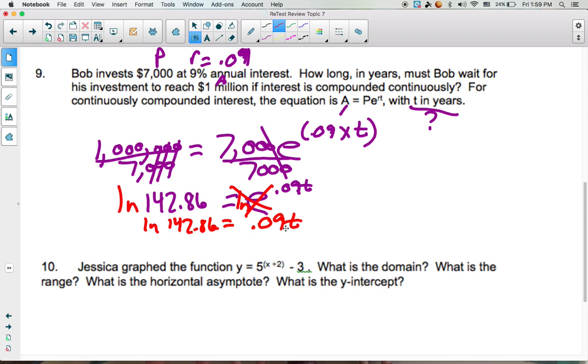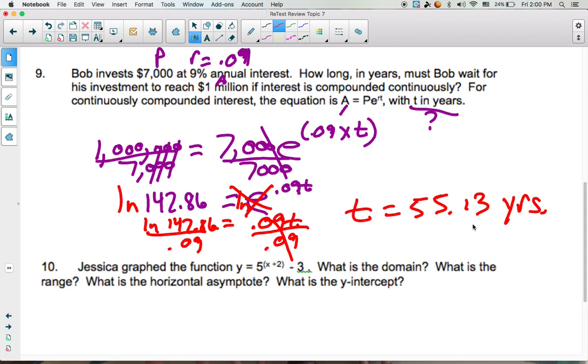We're solving for t. It's 0.09 times t, so the opposite of multiplying is to divide. So I'm going to divide each side by 0.09. And I will type these two values on the calculator. Natural log of 142.86 divided by 0.09 will give me 55.13 years. So in 55.13 years, Bob will have $1 million in his account.